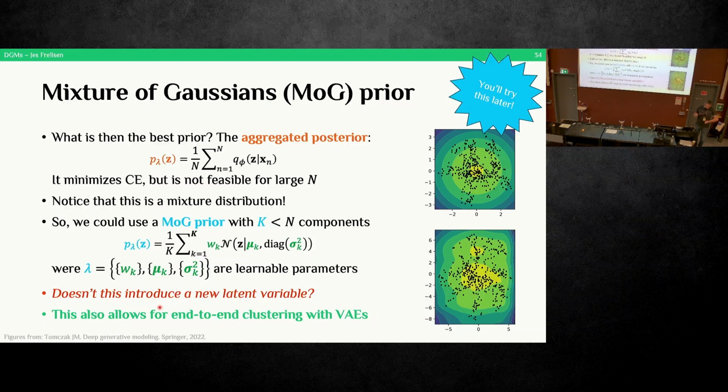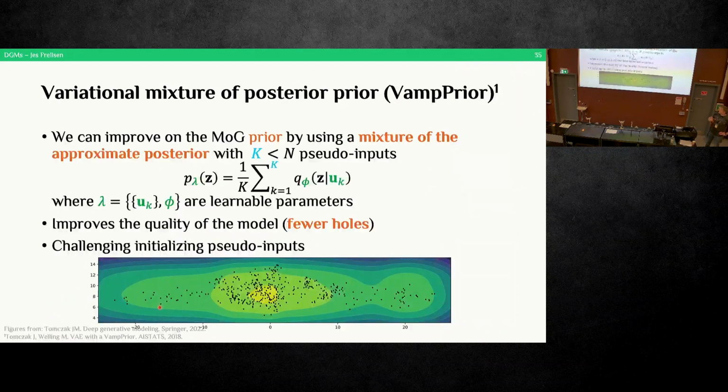You'll try this later in just a few minutes in the exercises. We could actually also use something that's closer to the aggregate posterior. We could use what's called a variational mixture of posterior prior. So it's an improvement over the mixture of Gaussian prior, and the setup is that we use this mixture model where we take the variational distribution, and then instead of evaluating the variational distribution at every data point, we just pick a number of pseudo inputs.